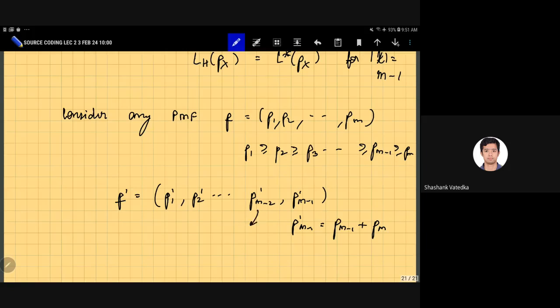But P prime m minus 2 is equal to P m minus 2, P prime 1 is equal to P1, and so on. So these are two different PMFs. P is a PMF on m symbols. P prime is a PMF on m minus 1 symbols. And P prime is obtained by merging the last two symbols of P, or the two least probability symbols of P.